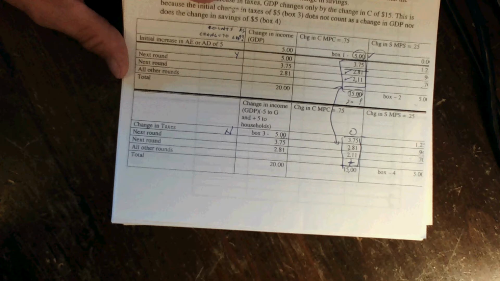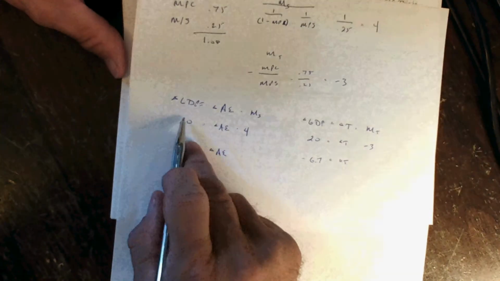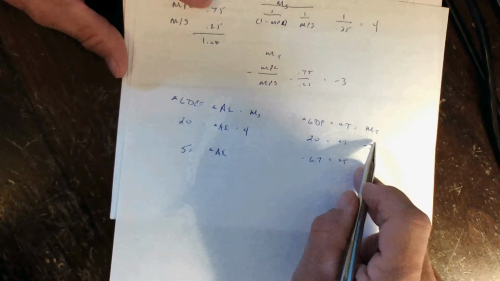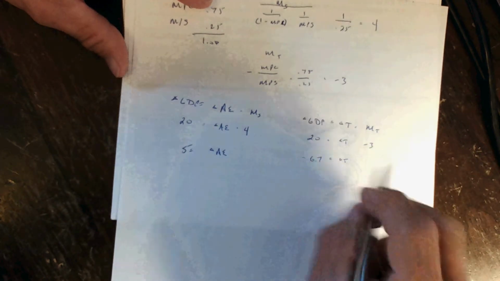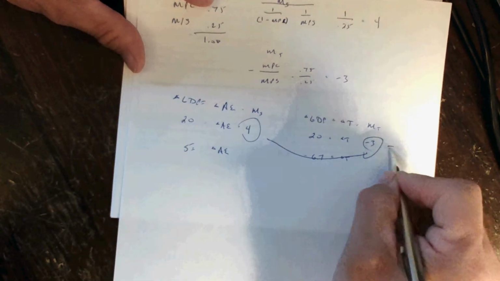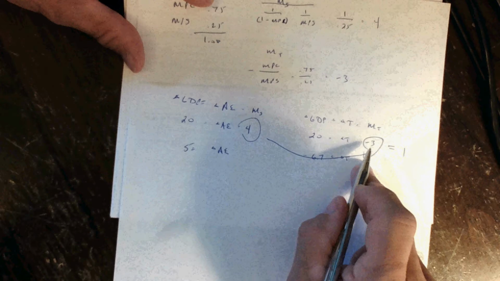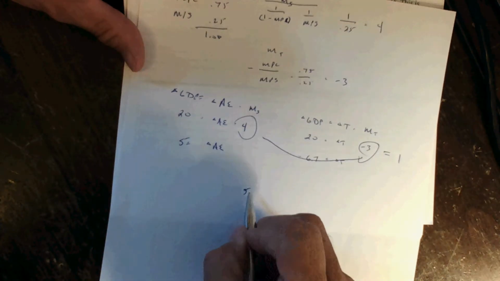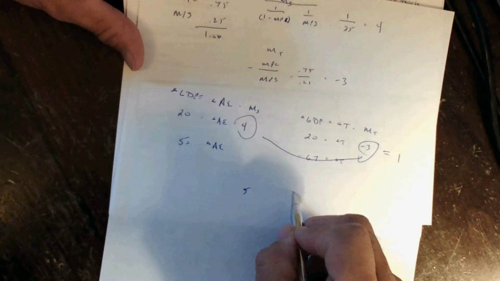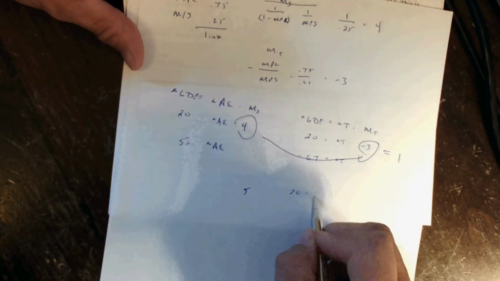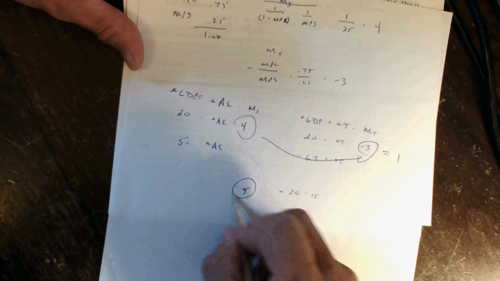Part of the first 5 leaked out because part of it was saved. And that's why a change in government spending, or any spending, will be larger than a change in a tax reduction by a factor of 1. Now, what do I mean by a factor of 1? 4 minus 3 equals 1. What was the original change? 5. What was the difference between the change in government spending and the change that resulted from a change in taxes? 5.